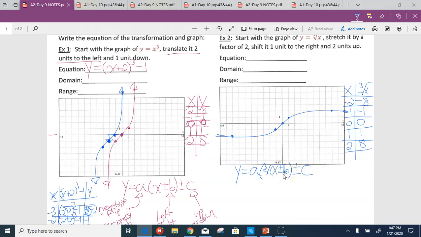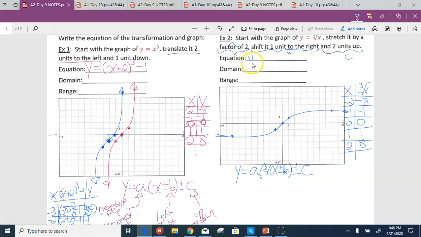So let's see what it wants us to do. Stretch it out by a factor of 2. That's going to be an A number thing. That's going to be an A in the front. Shift it 1 unit to the right. That's going to be a B number thing in parentheses. And then 2 units up. That's a C number thing. That's going to be an up-down movement.